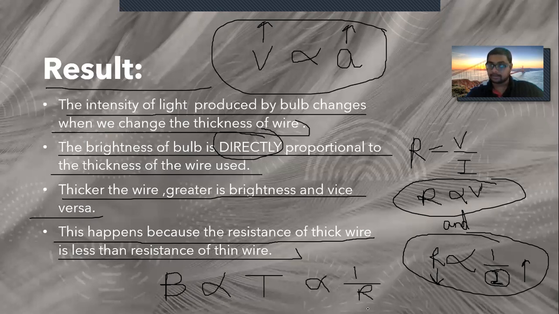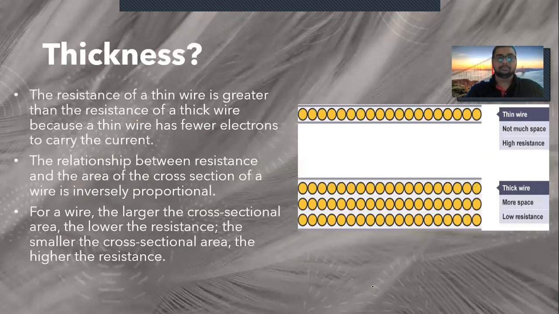Brightness is inversely proportional to the resistance. Resistance is inversely proportional to thickness. The thicker the wire, the lesser is the resistance. Okay, this is what I wanted to tell you.